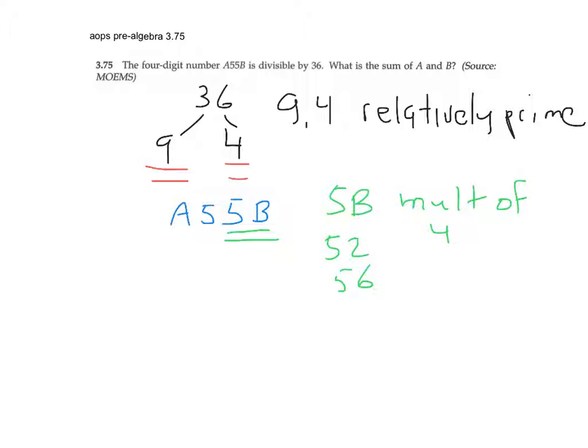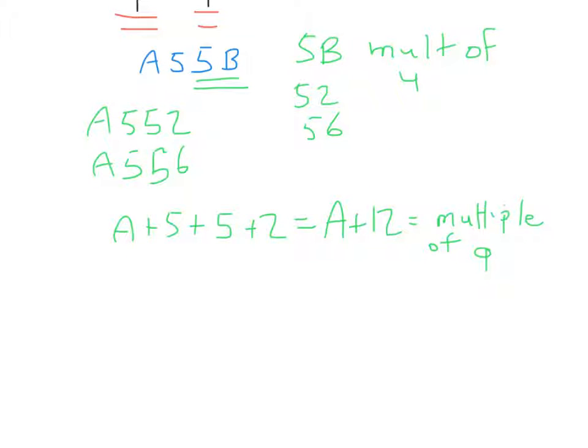So we can have A552 or A556. And now we have to check for divisibility by 9. And so we look at the first case, and we say, well, looking at the digits of A552, in order to be divisible by 9, these digits have to add up to some multiple of 9. So if we add up 5, 5, and 2, we get 12. So A plus 12 has to be a multiple of 9. Well, it can't be anything other than 18, so we don't have a big enough digit to get to 27. So A must equal, in this case, 6.